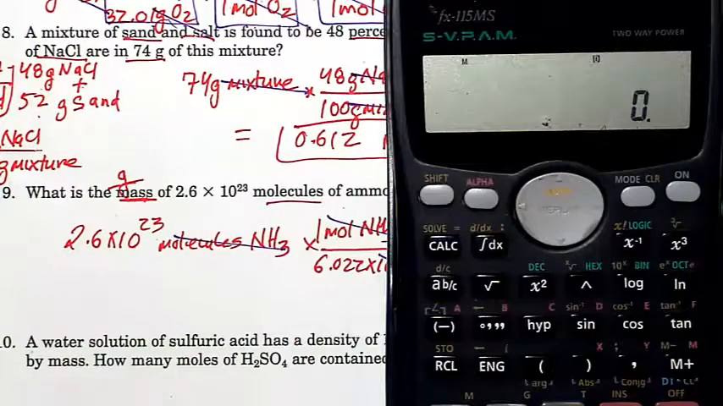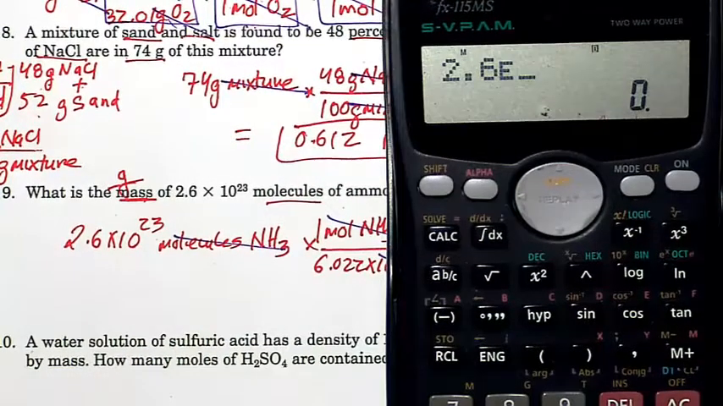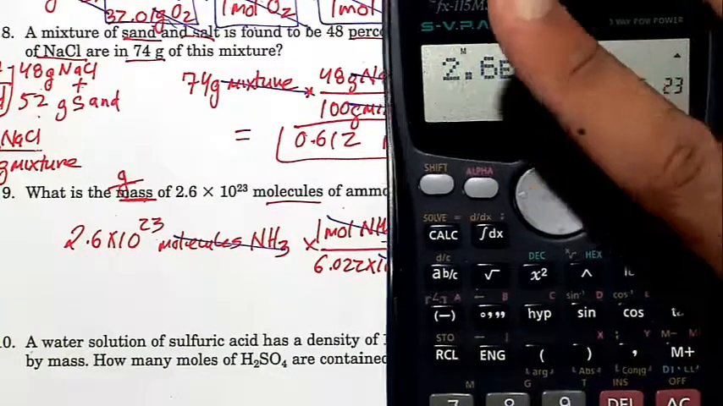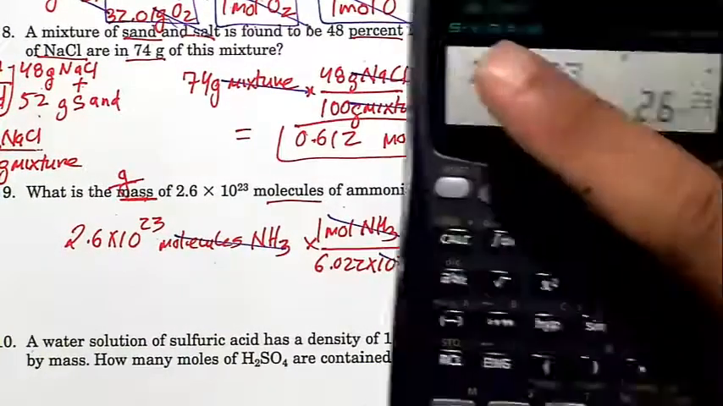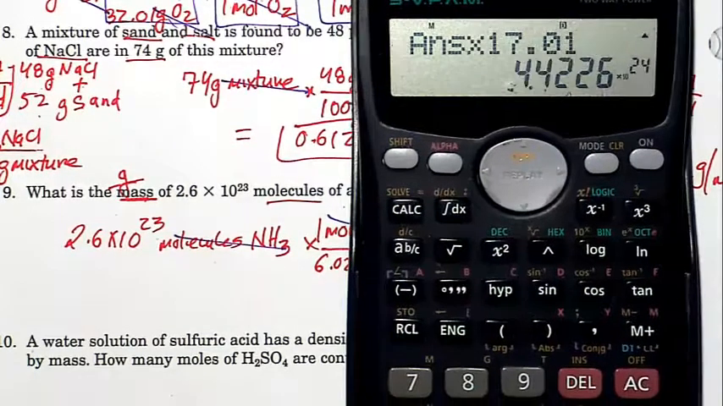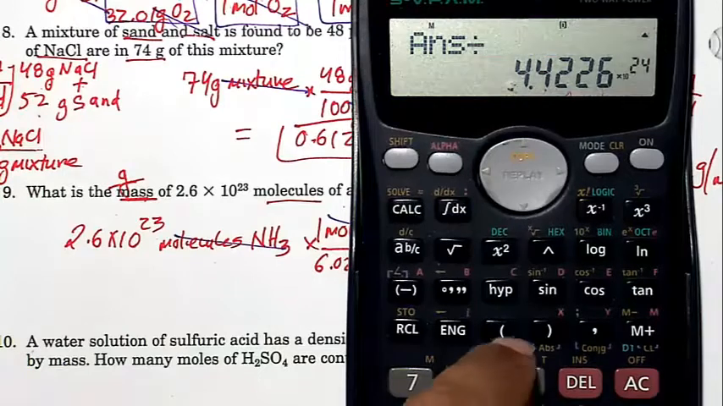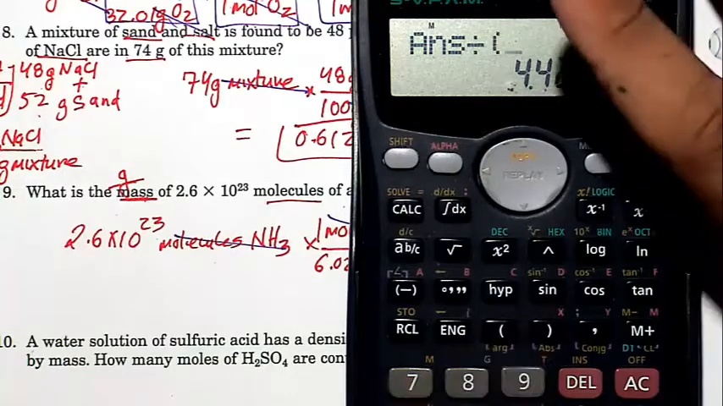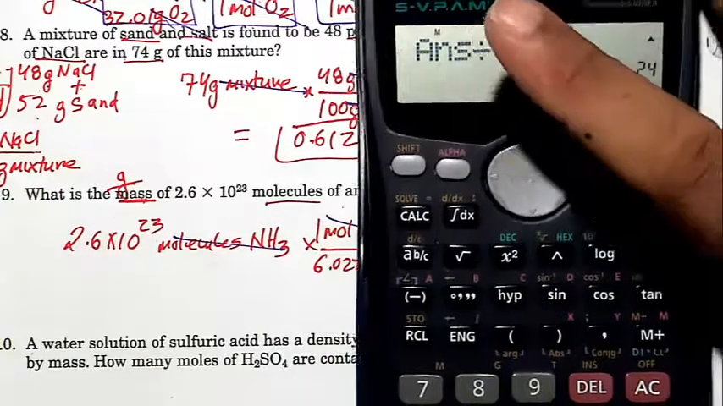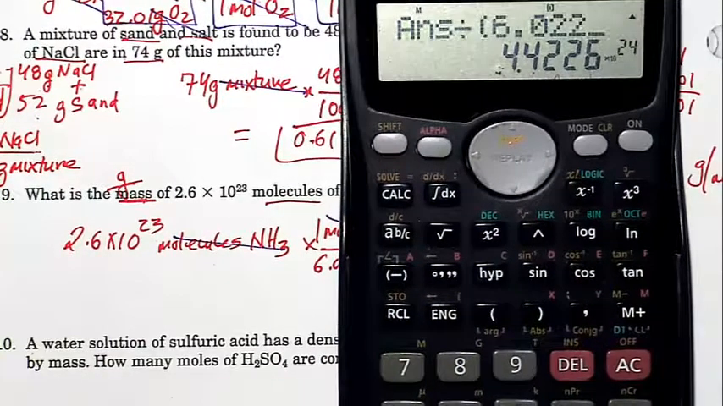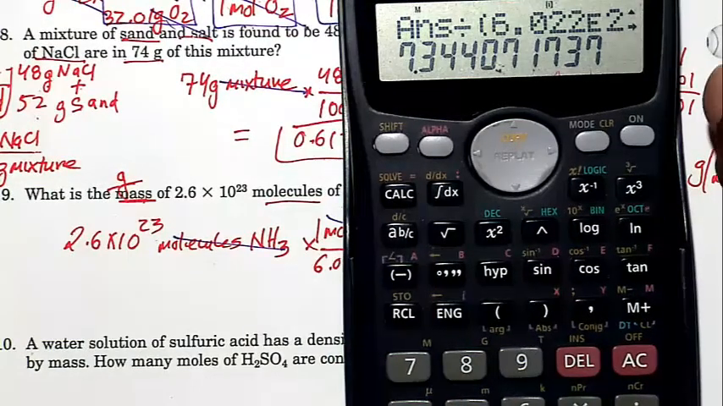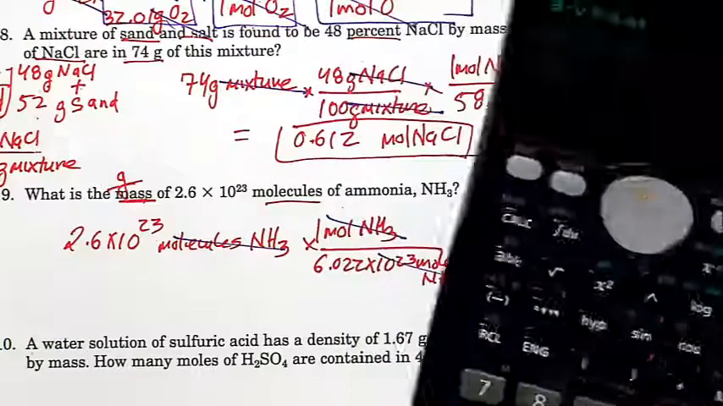So let's put that in our calculator. 2.6 exponent 23 gives you that, times 17.01. Hit that multiplication key, 17.01, and divide that by, I like to put parentheses here, my denominator, 6.022 times 10 to the 23. And I get 7.34 grams.